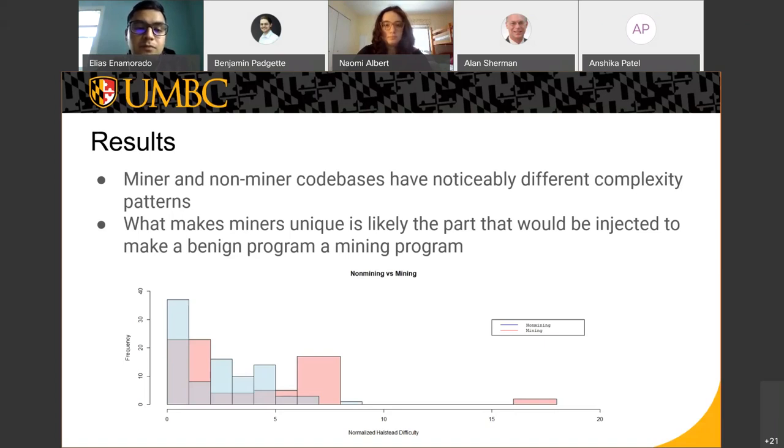We really do see that if we were to do an insertion test of inserting code into another one, which we'll talk about in our discussion, we did do a preliminary test. We believe that we could show that the difficulty would go higher because the part of the miners that is so complicated is the thing that makes them miners. It's not the main functions. It's not the general JavaScript operations. If we were to insert it, we would see the difficulty go up higher than the non-miners.